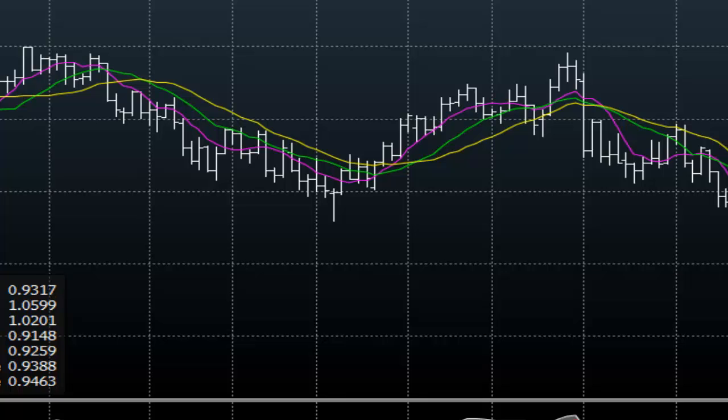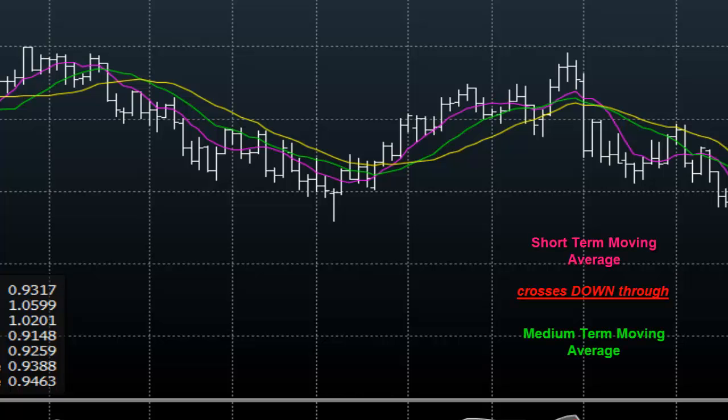Then I may go over to look to see when I want to exit my trade. This may occur using the same method. However, in this instance, I want to see if the short term crosses down through the medium and then down through the long, and that will determine whether I take a short position or close out.